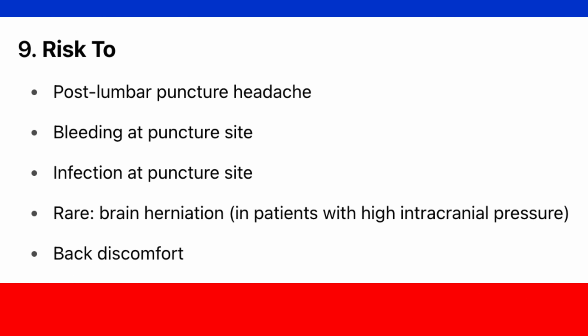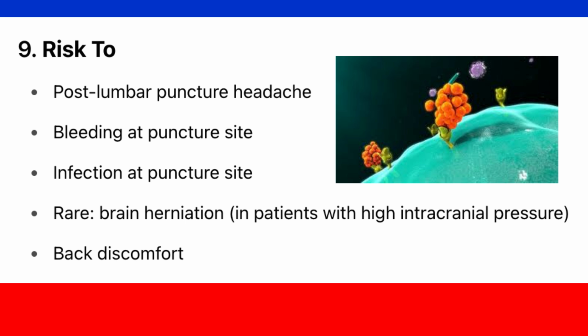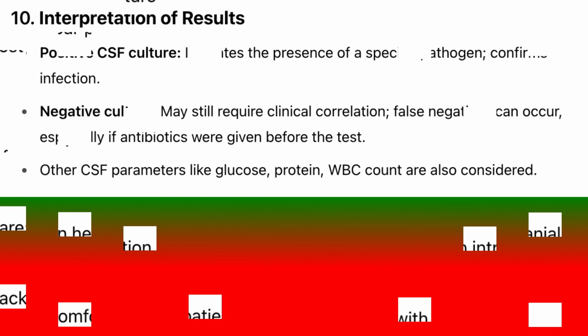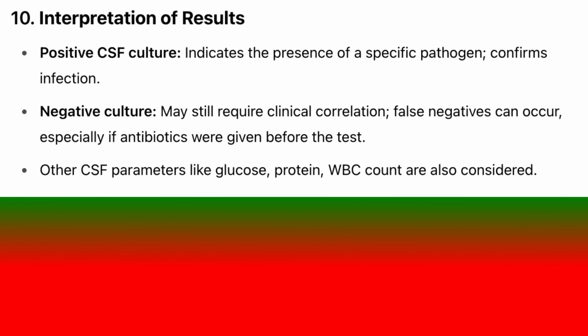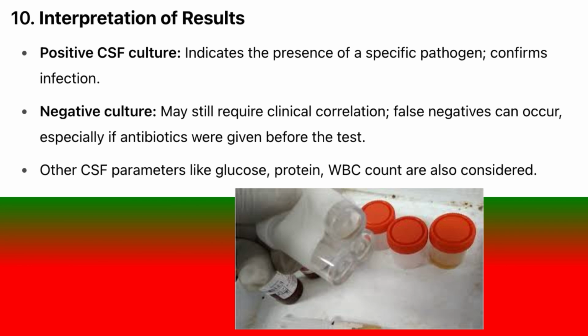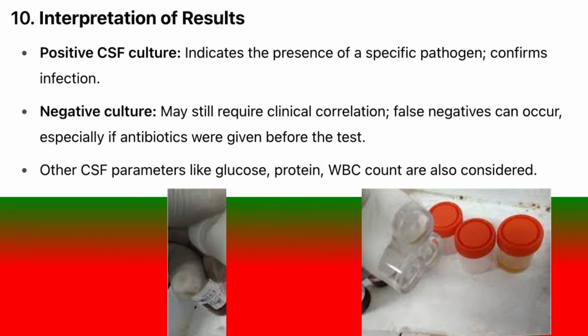9. Risks: post-lumbar puncture headache, bleeding at puncture site, infection at puncture site. Rare: brain herniation in patients with high intracranial pressure, back discomfort. 10. Interpretation of results. A positive CSF culture indicates the presence of a specific pathogen and confirms infection. A negative culture may still require clinical correlation. False negatives can occur, especially if antibiotics were given before the test. Other CSF parameters like glucose, protein, and WBC count are also considered.